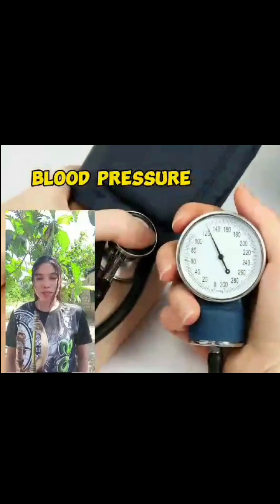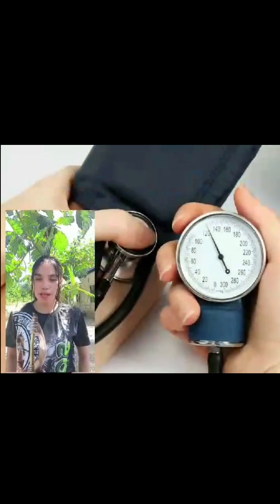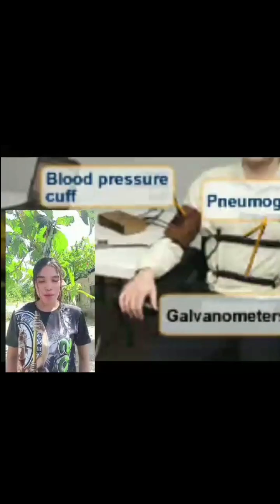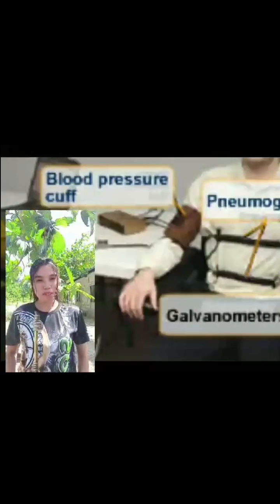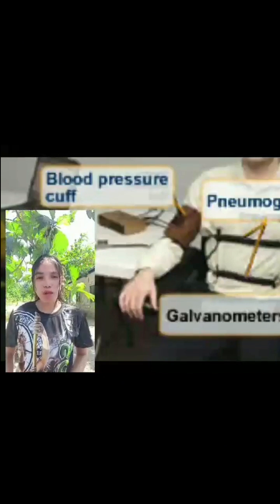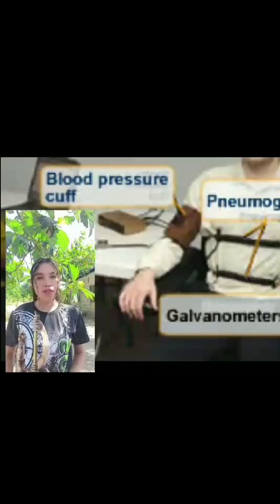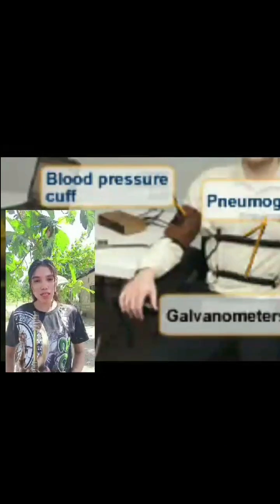The second one is blood pressure. It is considered another psychological response which can be measured during polygraph examinations. This theory believes that an increase in blood pressure may be associated with lying, as the body responds to the stress and tension of the deception.